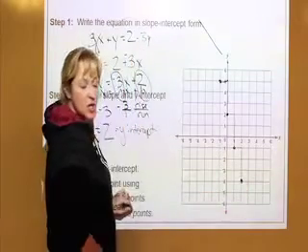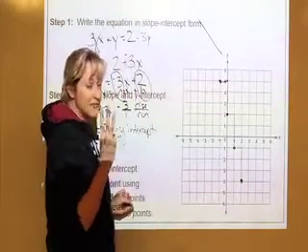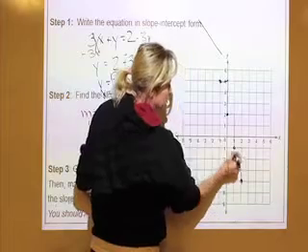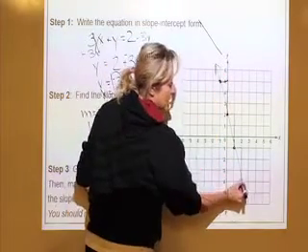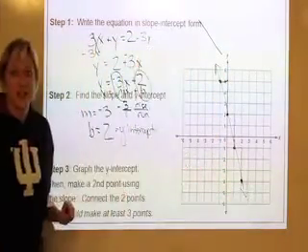Now I put 4 coordinates. All you need is a minimum of 3. You have to have 3. Afterwards, make sure you connect the coordinates, make your arrow, and you have just created your linear graph.